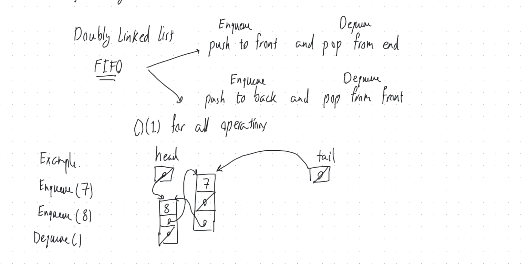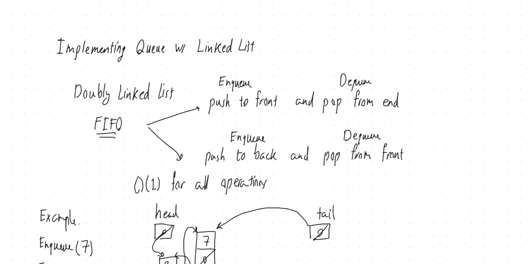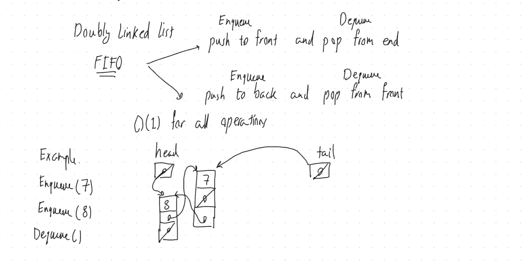So the bottom line is, if you're using a doubly linked list to implement a queue, everything is fine as long as you push to one end and pop from the other end. Either push front as your NQ and pop back as your DQ, or push back as your NQ and pop front as your DQ. In both cases, you get constant time for all your operations. And also, your capacity is not limited, right? You can add nodes at any time and change the number of nodes as you are using this queue data type.